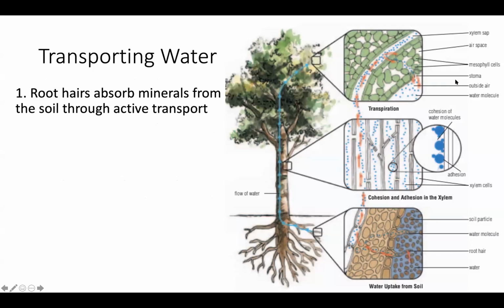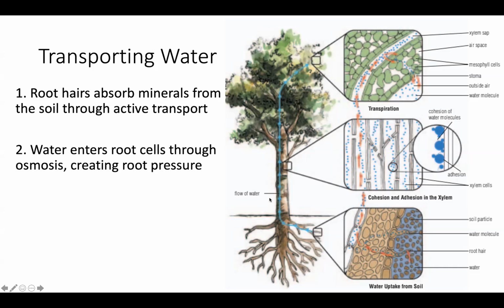Okay, so we're going to talk about a few steps here. Step one, we're at the bottom of this diagram here. We have a higher solute concentration in the cell, and that is done by active transport. Then water is going to flow into the cell to try to minimize that concentration gradient. Okay, so we're down here. Water is flowing into the plant. Now once the water enters the root cells, this is going to create root pressure.